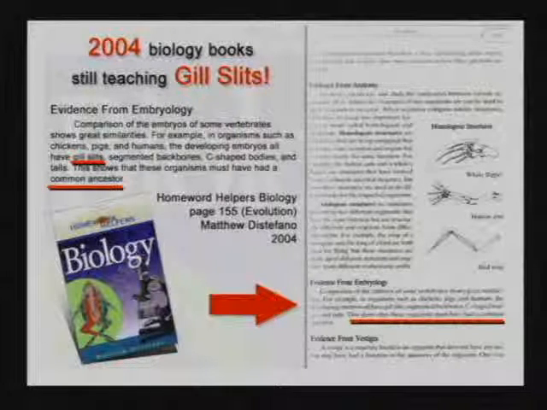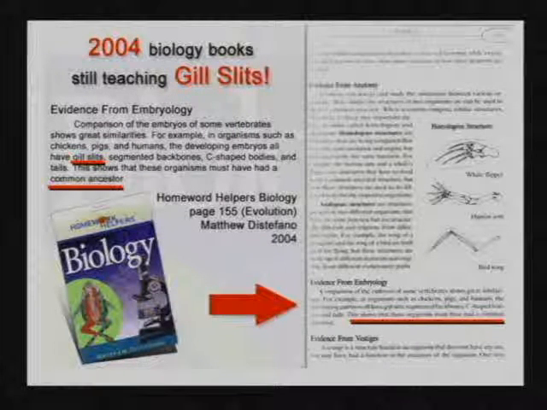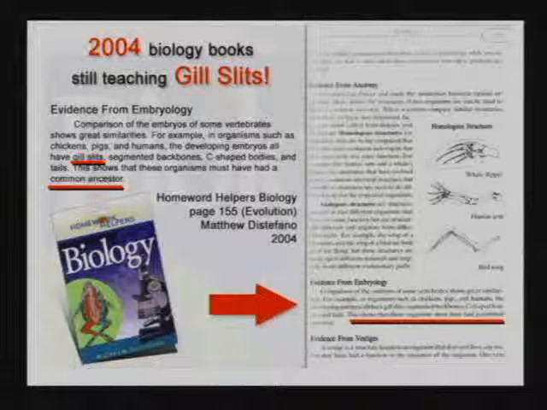Now listen, if you have evidence for evolution, I would like to see it, honestly. But I'm sick and tired of them teaching lies to support their theory. Where's the real evidence? Here's a 2004 biology textbook saying, this shows these organisms must have a common ancestor. What? Similar forelimb structure and gills? Evidence from anatomy? Evidence from embryology? Look, if you got evidence, show it to me, okay? But don't lie to me.